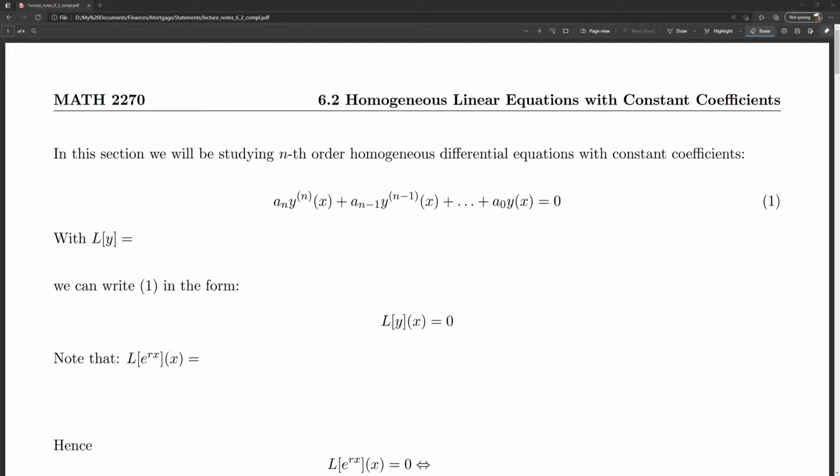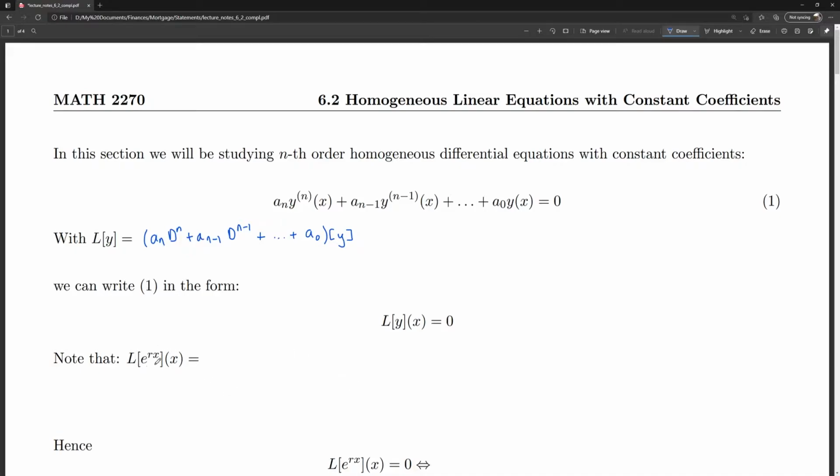Now, we can use a shortcut notation for this by introducing an operator that looks as follows: a sub n times D to the power n plus a sub n minus 1 times D to the power n minus 1 plus dot dot dot plus a naught, and this operator acts on y. So we can simplify this differential equation to just L of y equals 0.